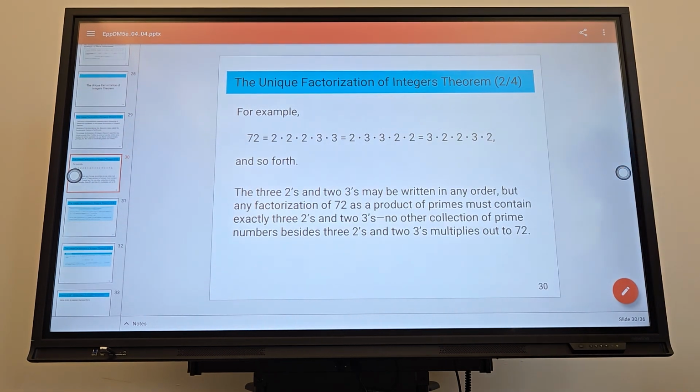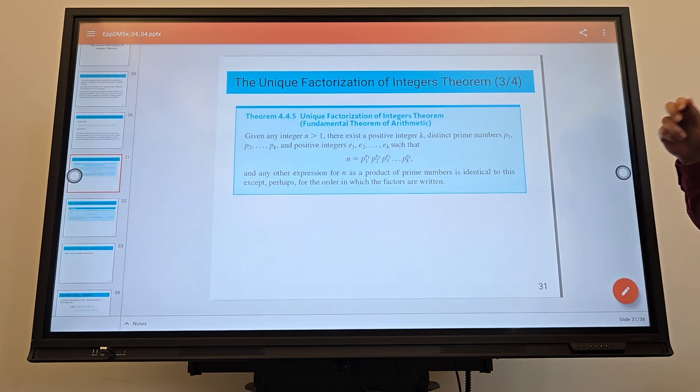So 72 equals 2 times 2 times 2 times 3 times 3, or change up the order. The 3 2's and the 2 3's may be written in any order, but any factorization of 72 as a product of primes must contain exactly 3 2's and 2 3's. No other collection of prime numbers besides that multiplies out to 72.